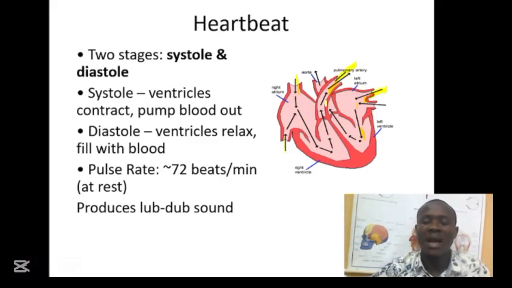And you will be asked, oxygenated blood returns to the heart through which chamber? It is through the left atrium. And the deoxygenated blood returns to the heart through which chamber? The deoxygenated blood returns through the right atrium.